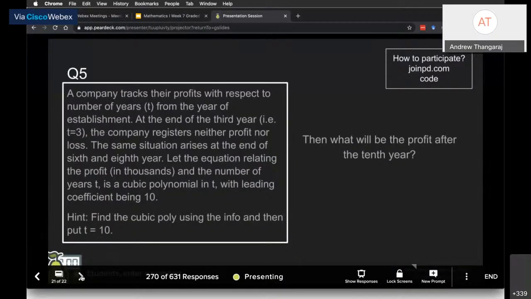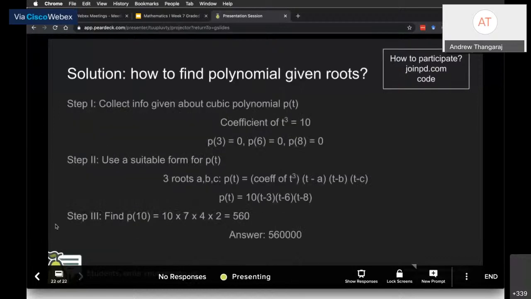All right, let's now see how to go about answering these kinds of questions. So everything relies on this idea. It turns out, given the roots of the polynomial and given a little bit of additional information, you can find the polynomial. So that's the central idea.